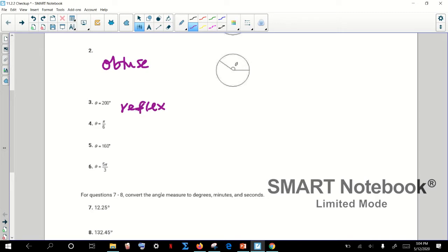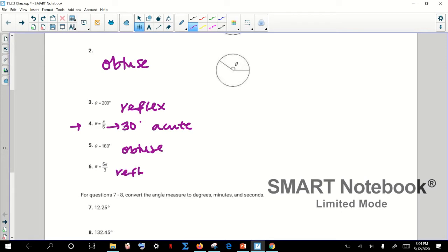Alright. The second one, we're in radians now, pi over 6 radians. If you convert that into degrees, that's 30 degrees. And a 30-degree angle we know is acute. 160 is obtuse. And lastly, 5 pi over 3 is a reflex angle.